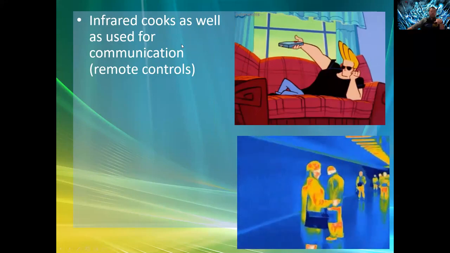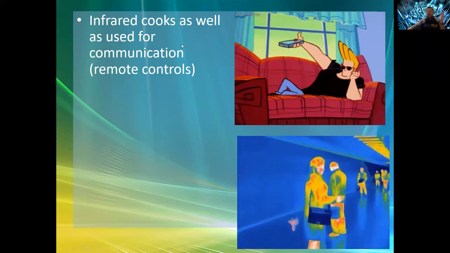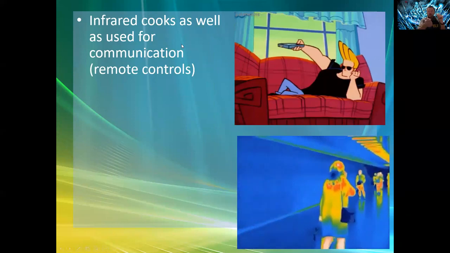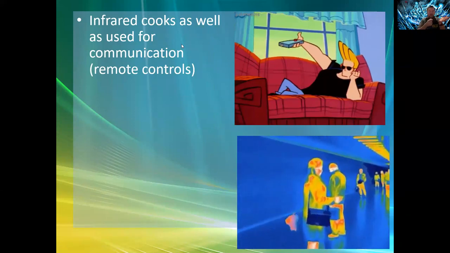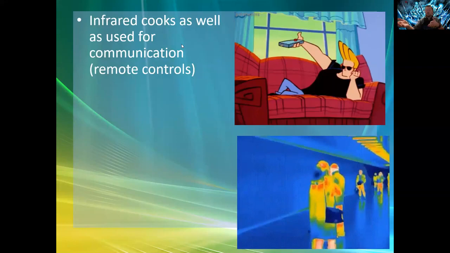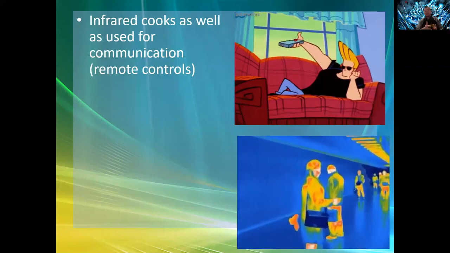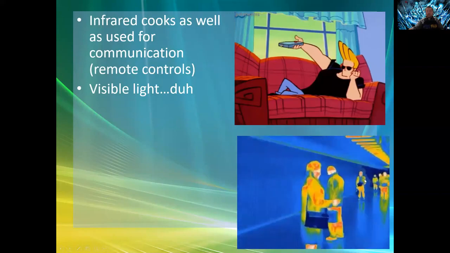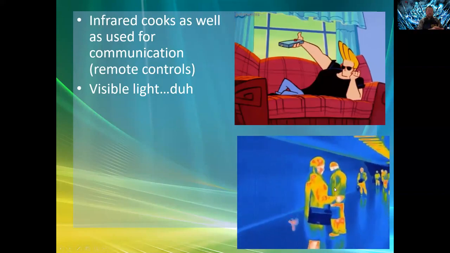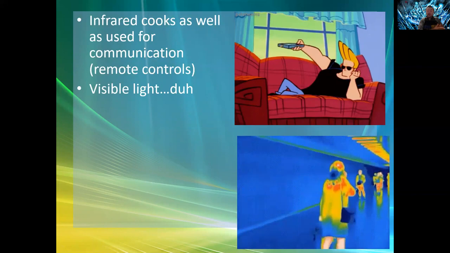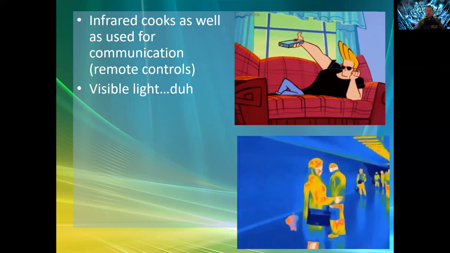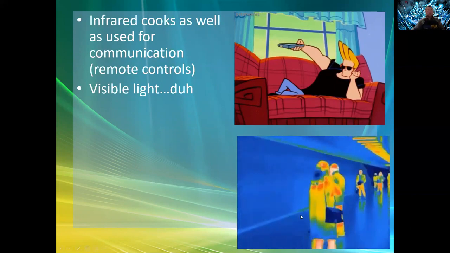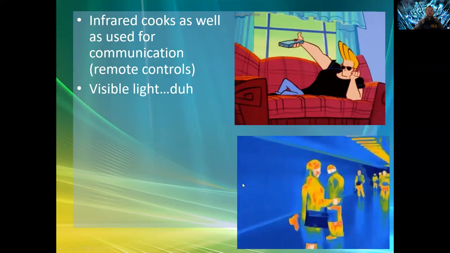Infrared can be used for cooking. We can also use it for communication. We have little bitty remote controls that send out a little bitty infrared signal that's picked up by some kind of receiver, and it tells the device to do something. We also use it to do imaging. If you've ever used or seen infrared imaging, like what the Predator uses, there you go. It picks up heat.